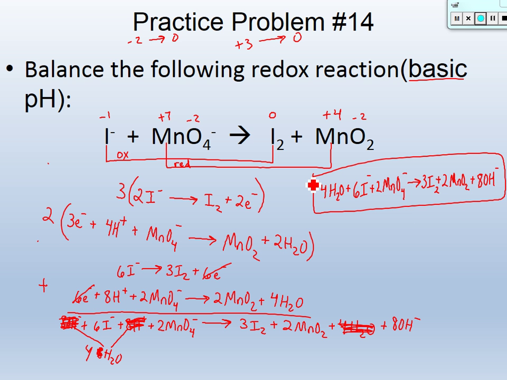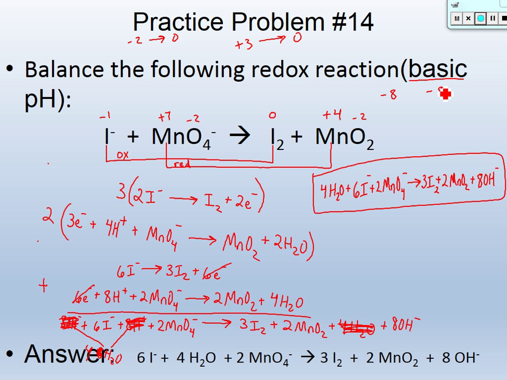How could I check and make sure? Well, let's count. How many hydrogens here, guys? 8. How many hydrogens on this side? 8. How many oxygens? 4 plus 8 is 12. And I've got 4 oxygens here plus 8 more here is 12. Iodines, I've got 6. On the right side, I've got 6. Manganese, I got 2 and 2. Now let's balance the charges. -6 and a -2 is what? -8. Over on the right side, I've got -8. Does it balance? Yeah, so that's a good way of determining whether you did it right or wrong. And so, yes, we got the answer right.